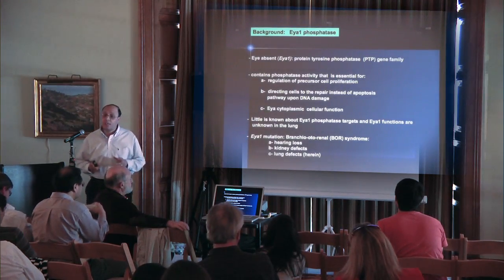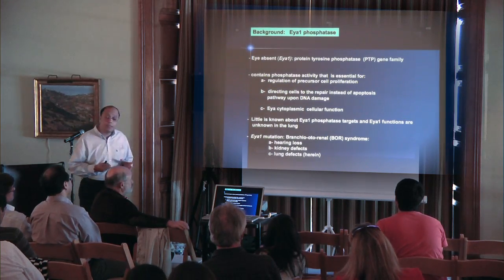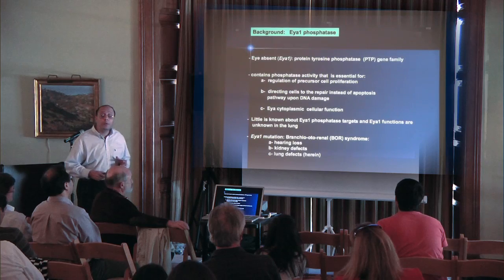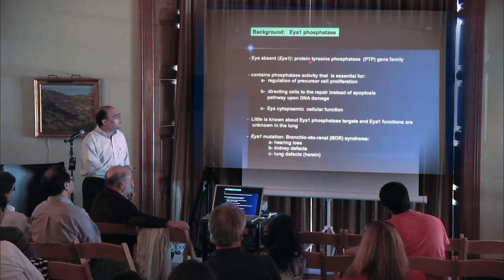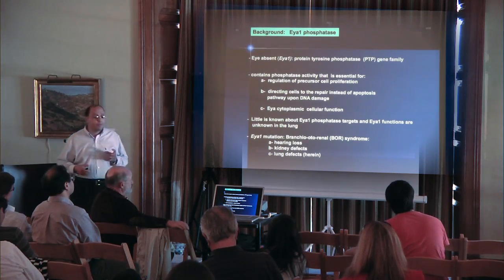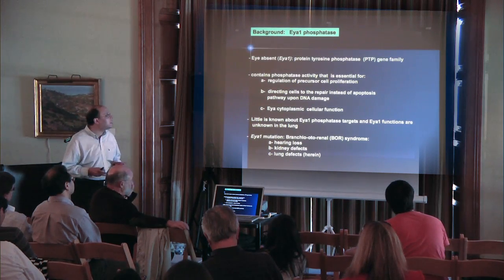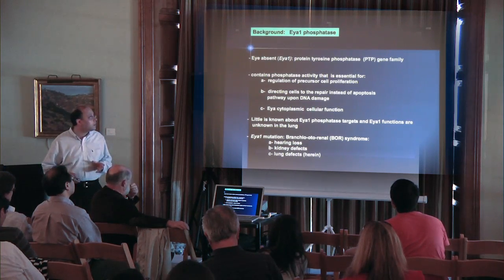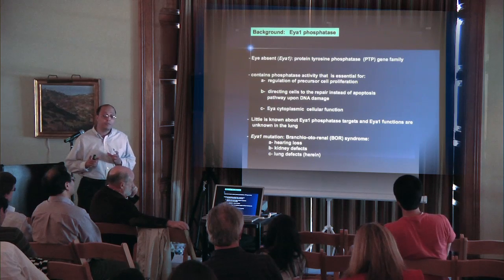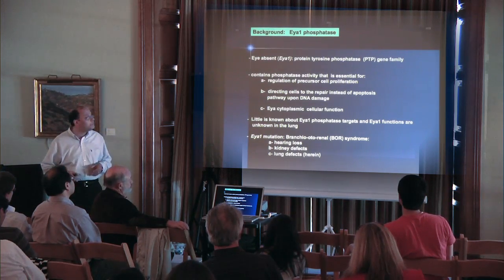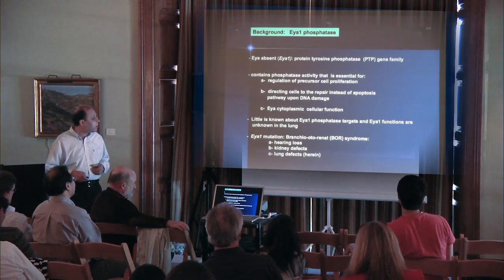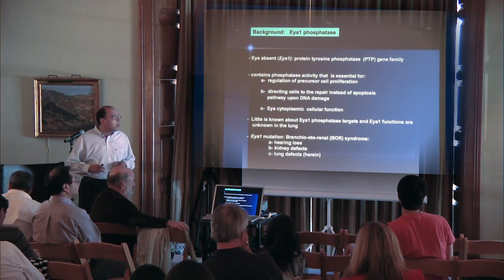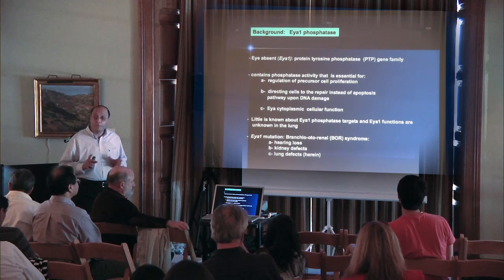One of the key factors which has been discovered to control the behavior of stem cells is called EYA1 protein phosphatase. EYA1 stands for eyes absent, which belongs to the protein tyrosine phosphatase family. It contains phosphatase activity, which is essential for the regulation of progenitor cell proliferation and also for directing cells to repair or apoptosis after DNA damage, and also for different EYA cytoplasmic functions. Little is known about EYA1 targets, and the function of EYA1 in the lung was still unknown before our studies.